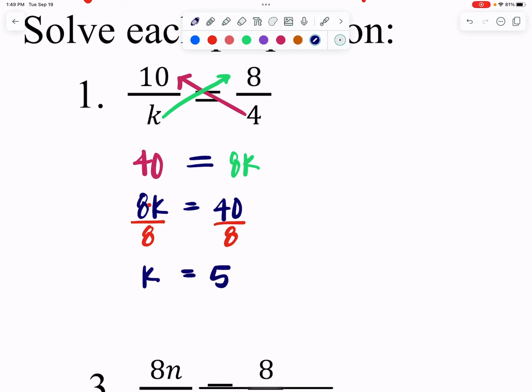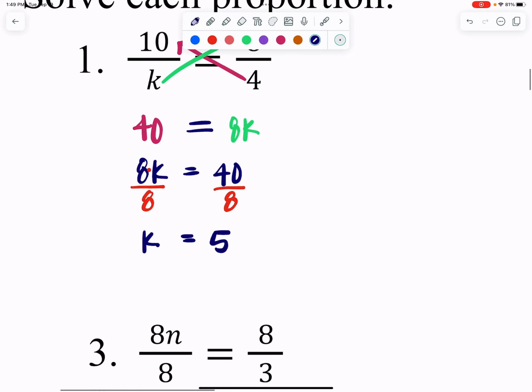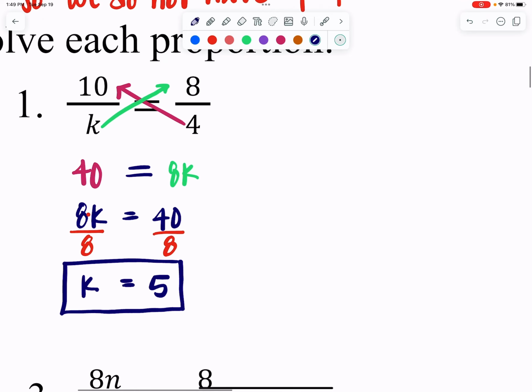40 divided by 8 is 5. If you don't believe me, feel free to pull out Desmos and plug it in. That tells me that if k is 5, then 10/5 should be equal to 8/4. I can check it.